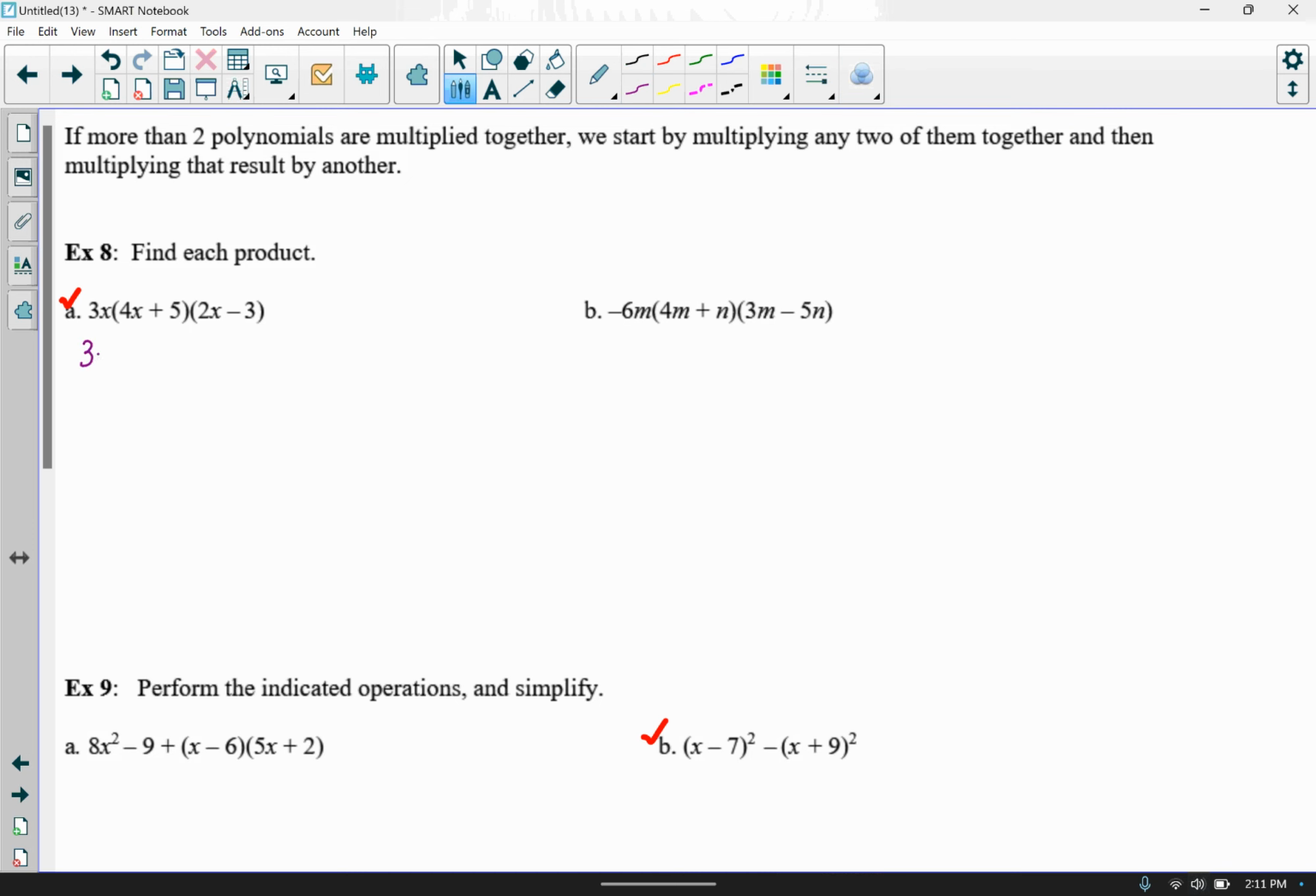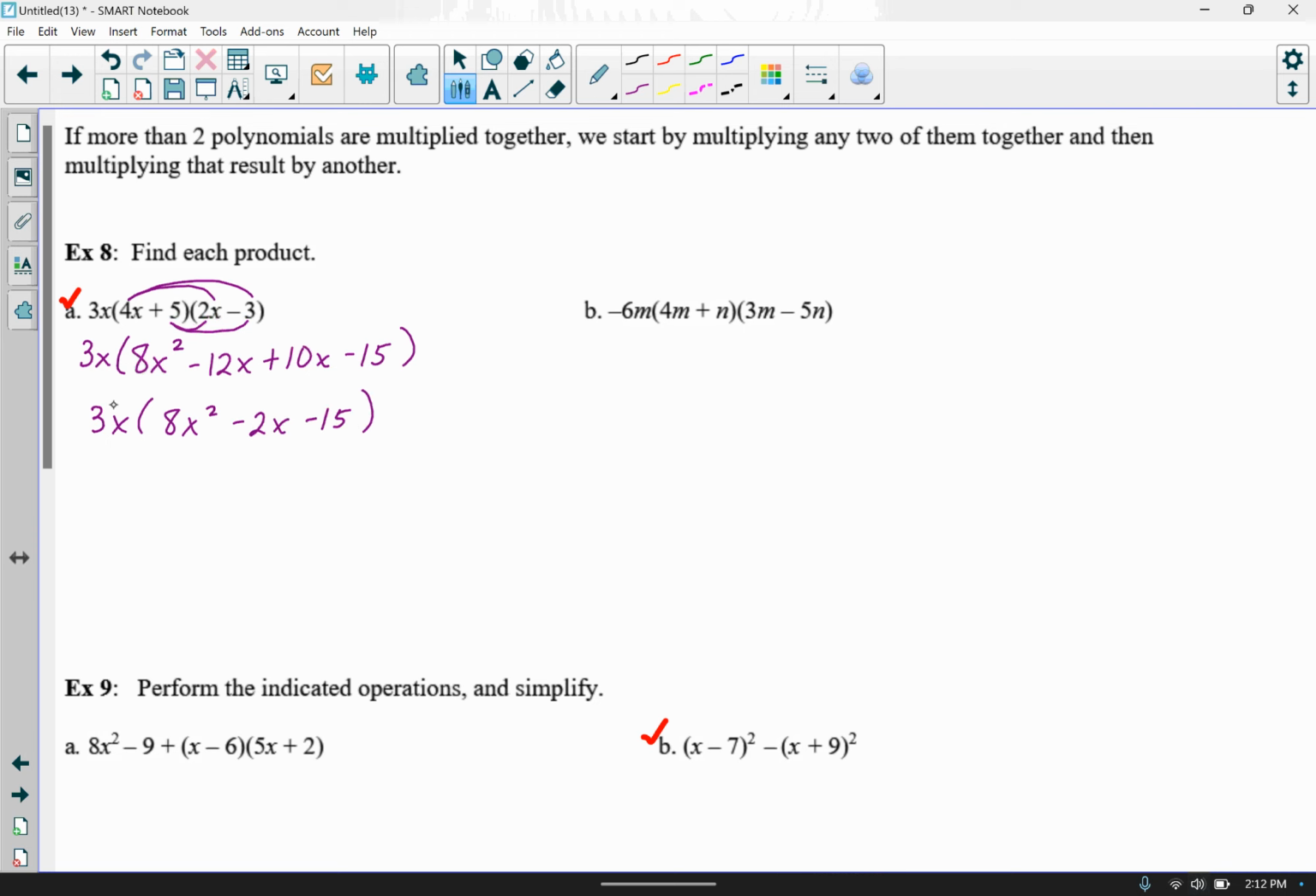So I'm going to bring down that 3x, and then I'm going to FOIL with the back end. So first, 4x times 2x, 8x squared. Outside, 4x times negative 3, minus 12x. Inside, 5 times 2. Last, 5 times negative 3. All right, I'm going to combine like terms. So I have 8x squared minus 2x minus 15.